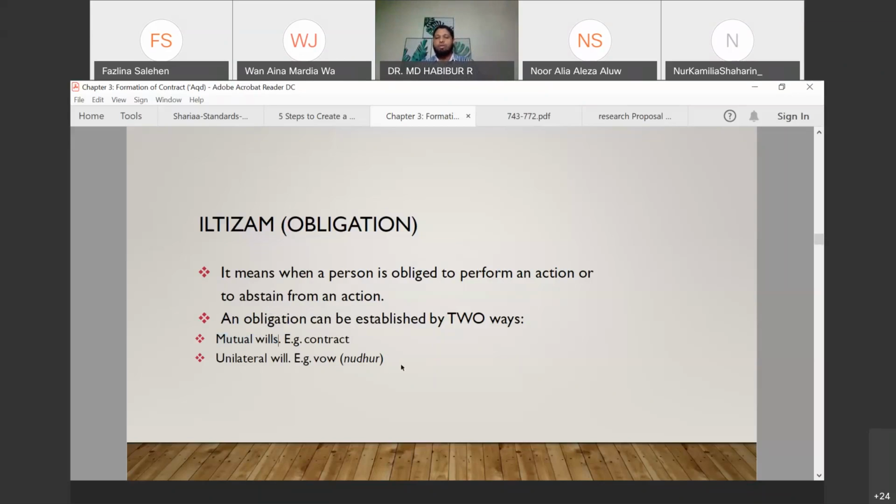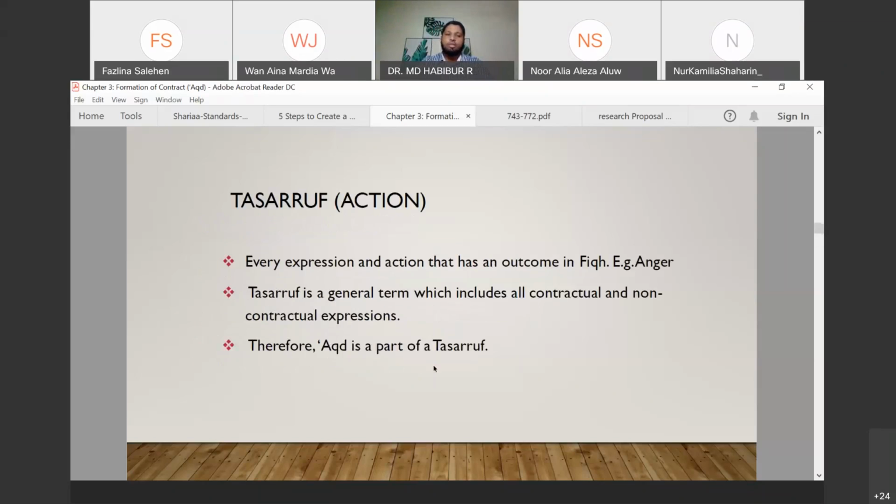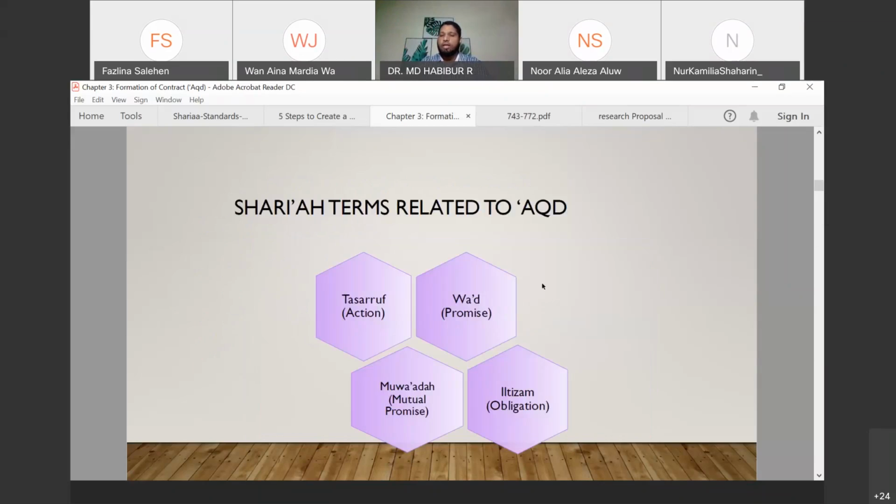Okay. So these are four terms: iltizam, tasarruf, muawada and wa'ad. We discussed them, and I hope you understand the meaning of all these terms and the difference among them, and especially the differences between these four and the aqad.